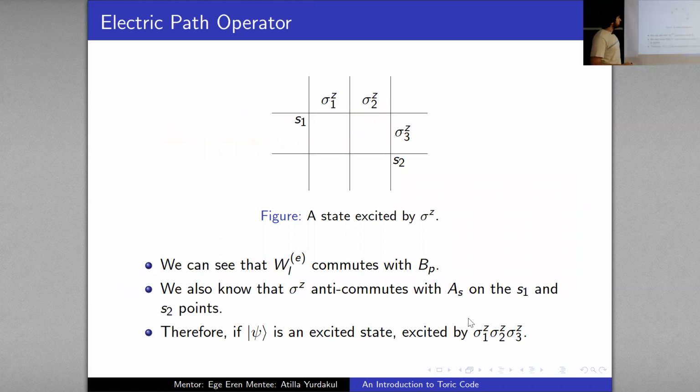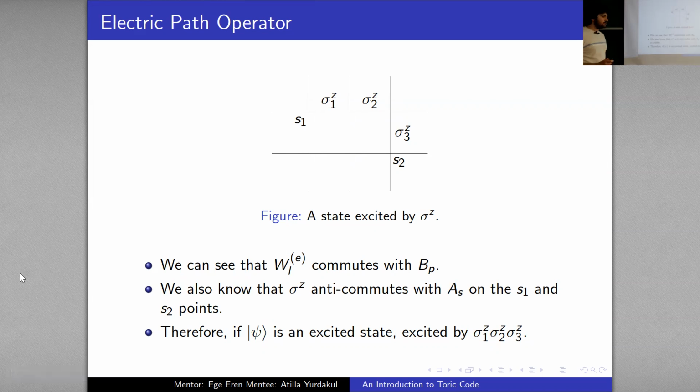This is the path, this is L. It cannot be seen from here. This is the path connecting S1 to S2. And we are exciting the state with sigma z's. We will study how it behaves.